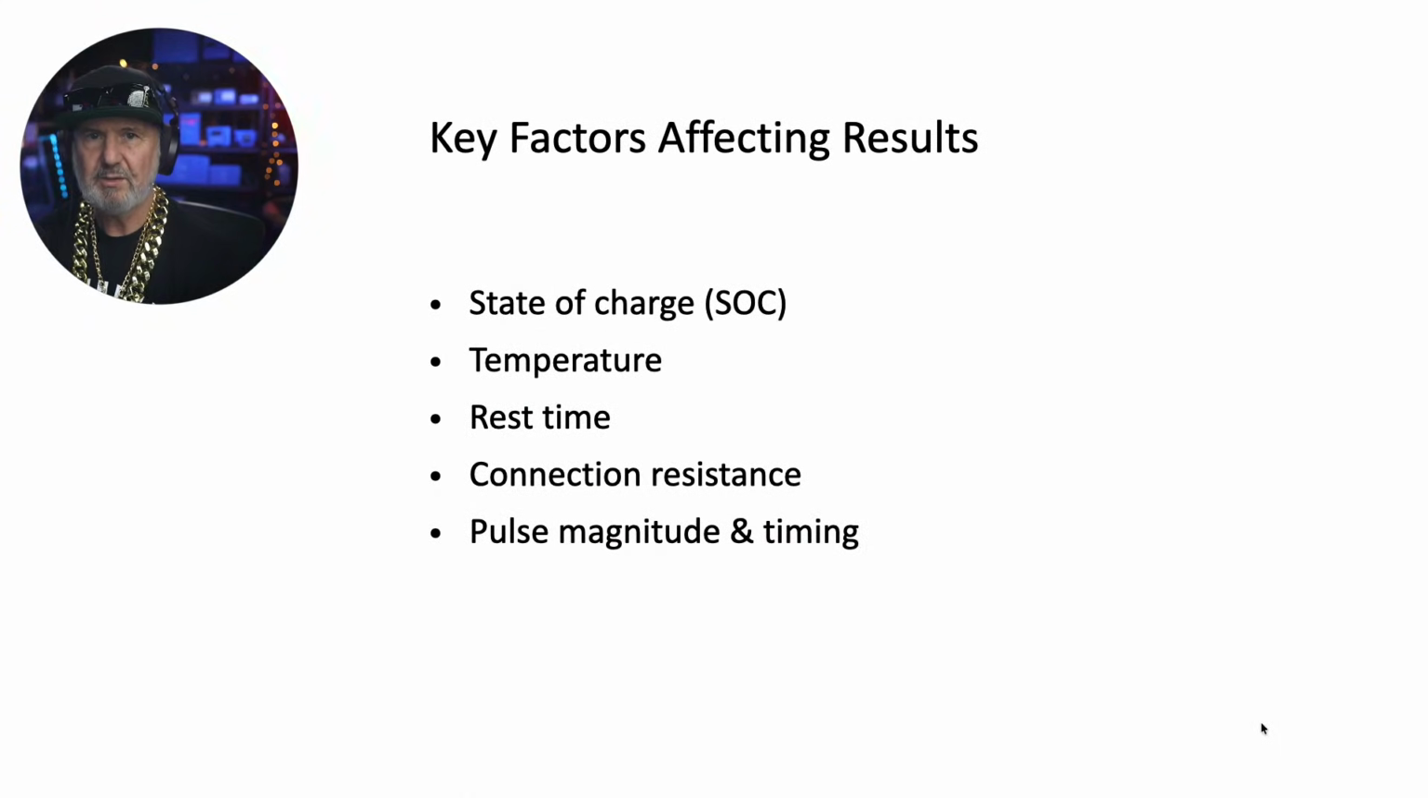So the key factors affecting these results: all of these need to be controlled as much as possible to keep things standardized. For instance, the state of charge should be the same when repeating this test. The cell temperature should be the same, as should how much rest time you give. Very important is to minimize connection resistance. Hence the Kelvin method of measuring resistance, where you've got a separate voltage measurement across the cell, not using the source voltage. If you've got a power supply, it'll tell you what the voltage of the power supply is, but then there'll be voltage drop over the leads. Also, the pulse magnitude and timing will affect the results.